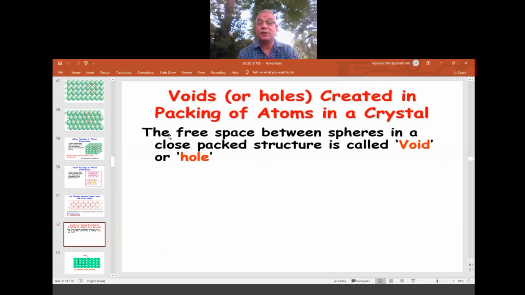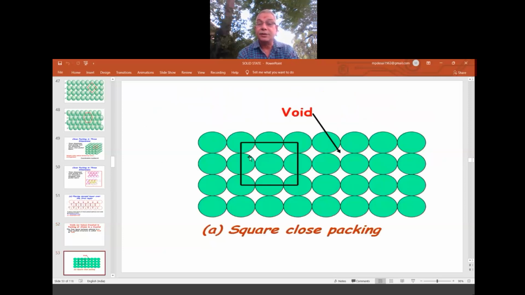The free space between the spheres in a close packed structure is called a void or a hole. Whenever atoms come close, they go for a structure, but the free space, the empty space, is called void. See here, clearly shown only in two dimensions. In two dimensions, AA type. See here, here is the void. Many voids are there. You see how many voids?